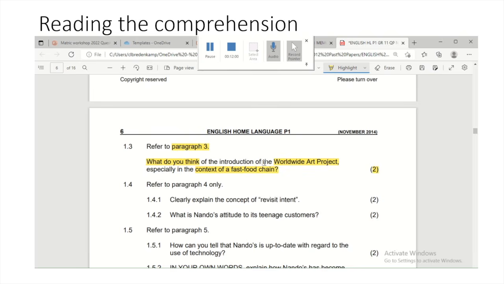Now, when we think of a fast food chain restaurant, we're thinking about McDonald's, KFC, even Chicken Licken. We do not associate art and fast food together. They're not synonymous. We don't think, oh goodness me, I really thought I would be seeing the most beautiful artworks while I'm waiting for my Big Mac meal. No, this isn't something that usually happens. So you need to think critically over here: what is my opinion about the World Art Project, and what do I think about it being introduced into a fast food chain?